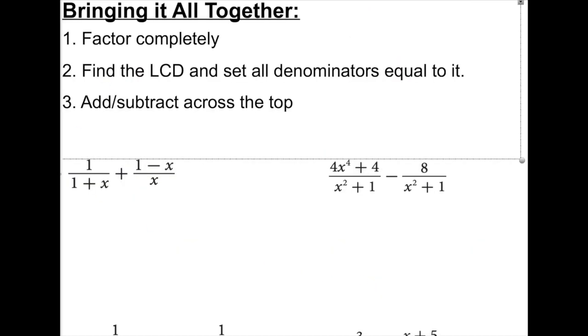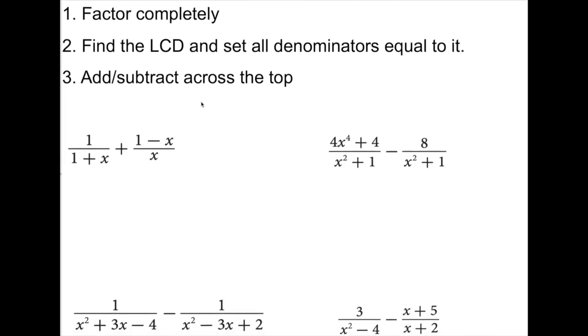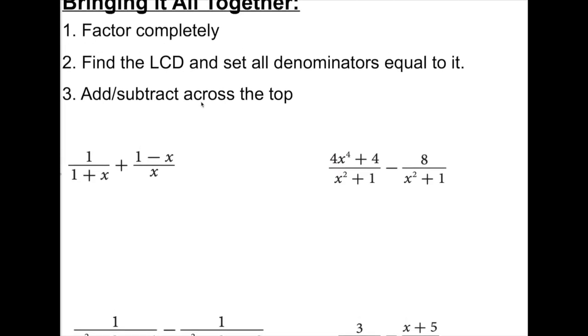All right, so now let's bring it all together. So essentially, this is the process. 1, you factor everything you can. 2, you find the LCD and you get all the denominators equal to the LCD. So that way you can add and subtract across the top, keep the denominator the same, just like with a fraction, and you have your final answer. Let's take a look at what this looks like for some examples, and then I'll have some for you to try.